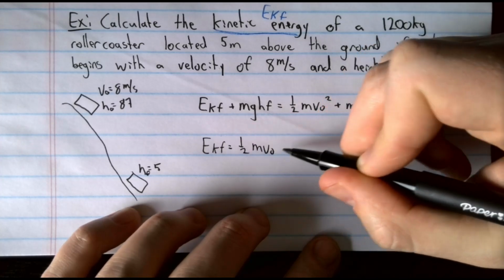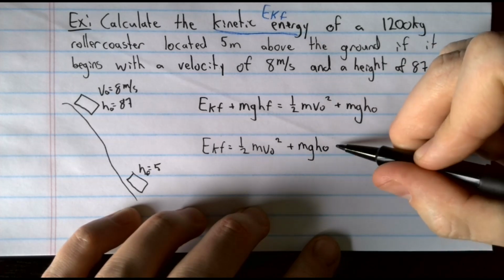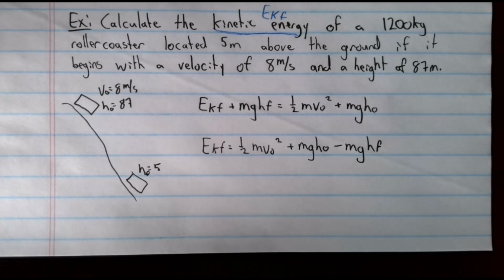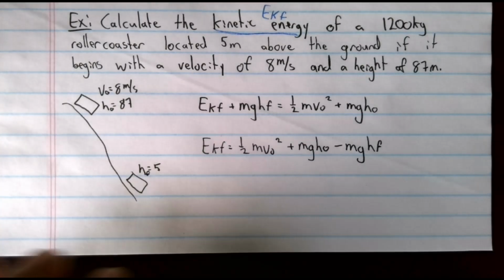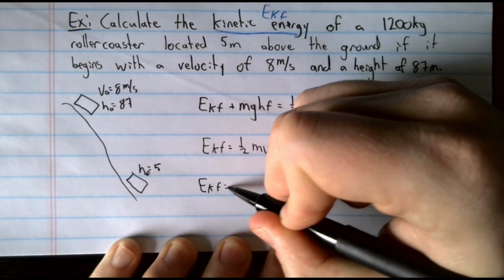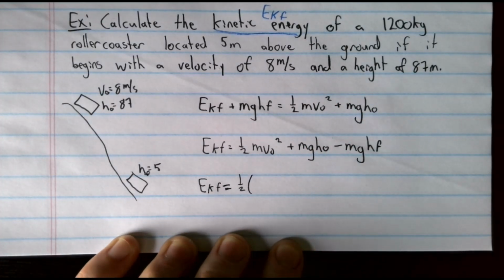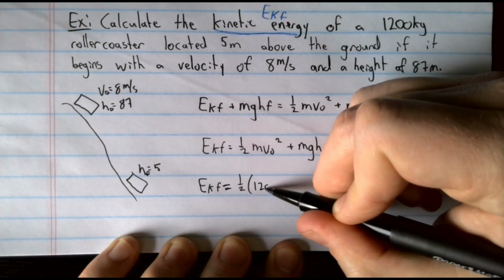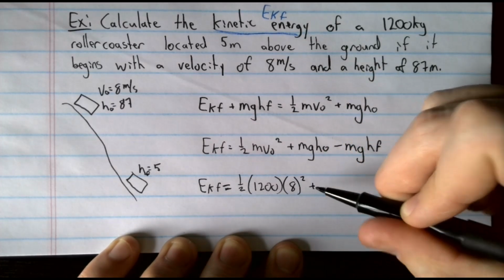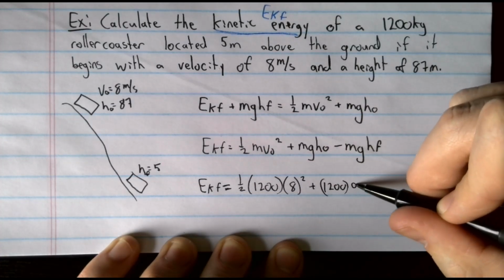EKF equals 1/2 MVO squared plus MGHO minus MGHF. And that's all she wrote. It's all math from here. The physics is done. So here we go. 1200 is our mass. VO is 8. I'll read this once after I plug everything in.